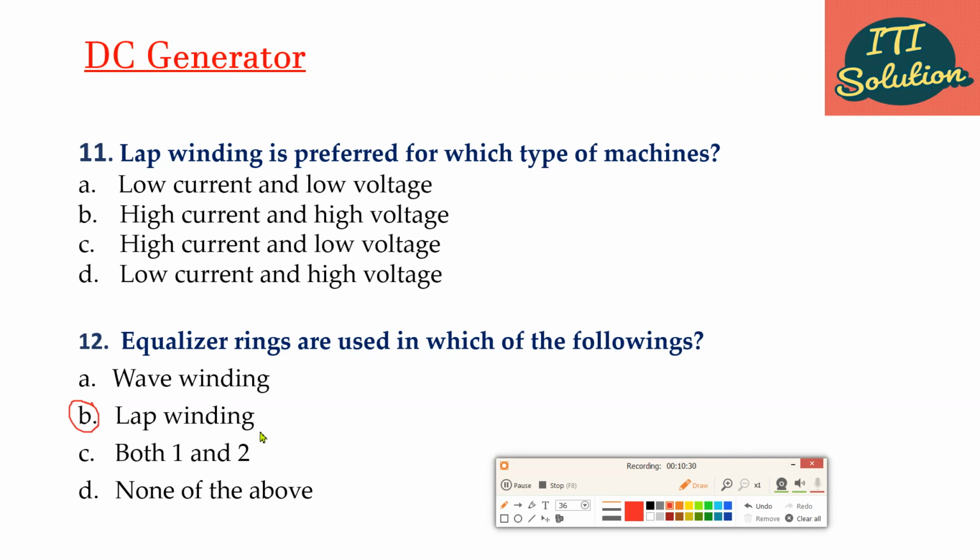Because to avoid unequal distribution of current, equalizer rings are used in lap winding. The number of parallel paths is more in lap winding. Sparking occurs in different parallel paths more than in wave winding, where the number of parallel paths is only 2. Clear?